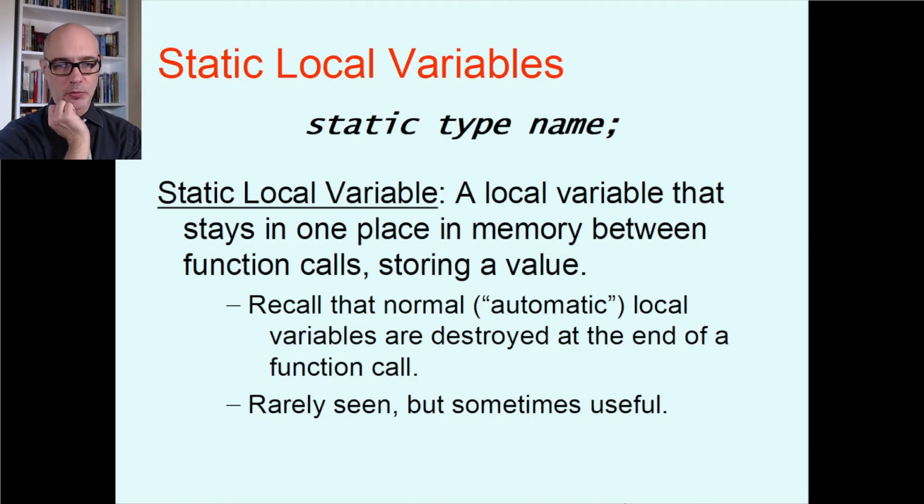So a static local variable is a local variable that stays in place in memory between function calls, storing a value. Remember that what we've said previously about local variables is that they don't exist before you get into the function, and then when the function ends, they get recycled and scrubbed out of memory. They're gone. And then hypothetically, if you call that function a second time, it's going to make a brand new variable for the local variable and the parameters, for what it's worth.